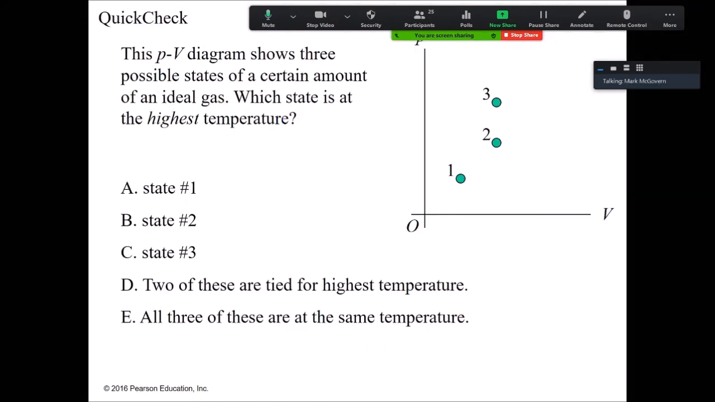This is a PV diagram. It shows 3 different possible states for a certain amount of an ideal gas. Which state is at the highest temperature? So we have 3 different states there. Which one is at the highest temperature? Send a letter in the chat.